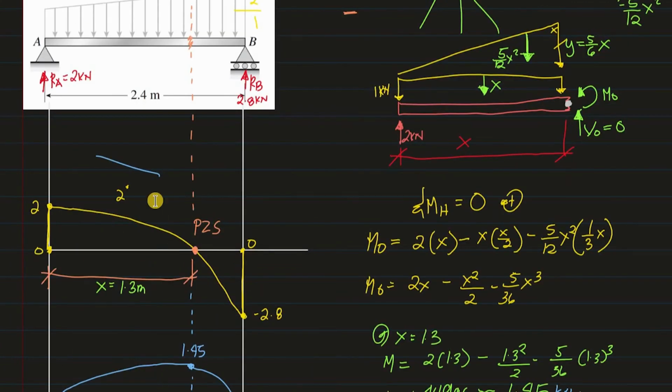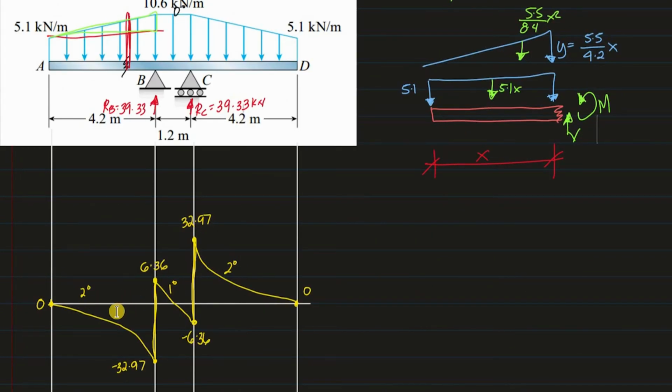Sa ating mga past videos kasi, ginamit natin yung shear diagram, for example, dito, kasi nga unknown yung location ng ating PZS or the point of zero shear. Ginamit natin yung shear equation para malaman yung length na to. Dito kasi sa ating example na to, wala tayong point of zero shear. So, hindi natin na kailangan yun. Proceed na agad tayo sa moment.